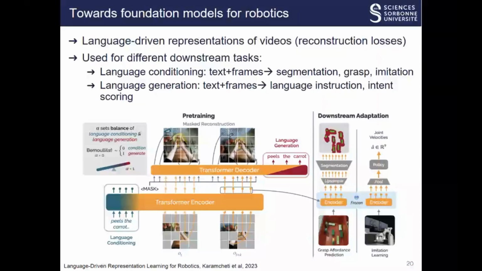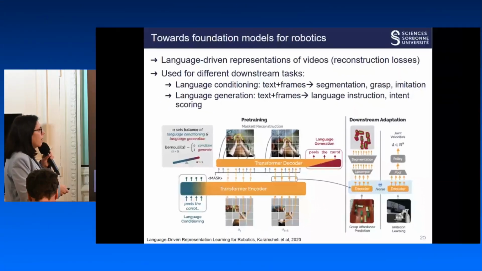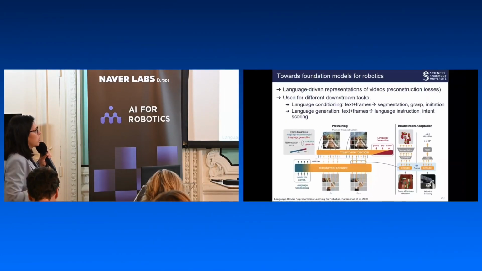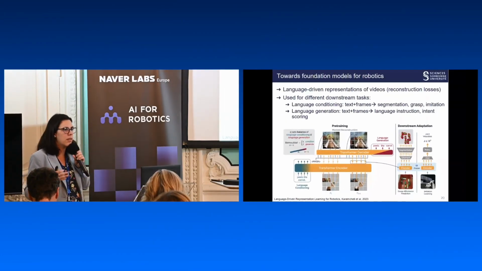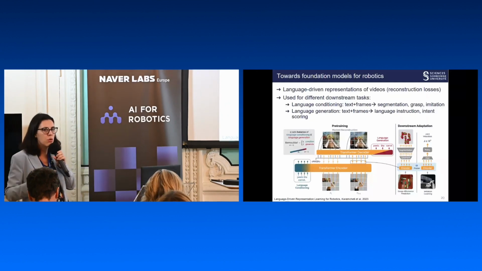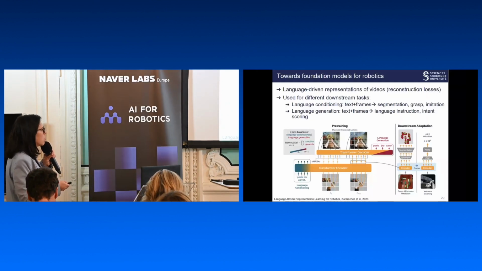You can learn these perception cues within the transformer encoder, and then use it for different tasks. The first one is language conditioning, in which you solve visual tasks such as segmentation, grasping, or imitation. The second task is language generation, in which you can generate a language instruction or score intents regarding the goals and so on.